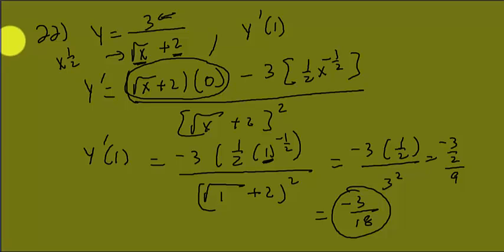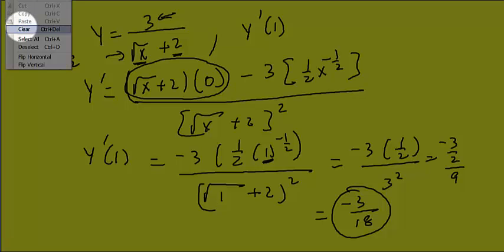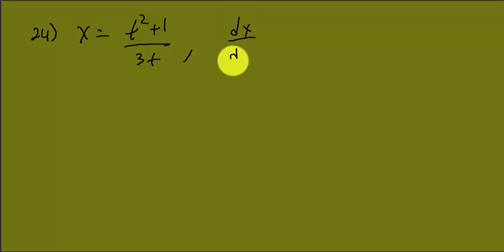Let's move on down to number 24. This is number 24. You're given x is equal to t squared plus 1, all that over 3t, and they want you to find dx/dt. So the function is x, and the independent variable is t. You can use a quotient rule, but you can also use algebra first. So I'm going to use algebra first.